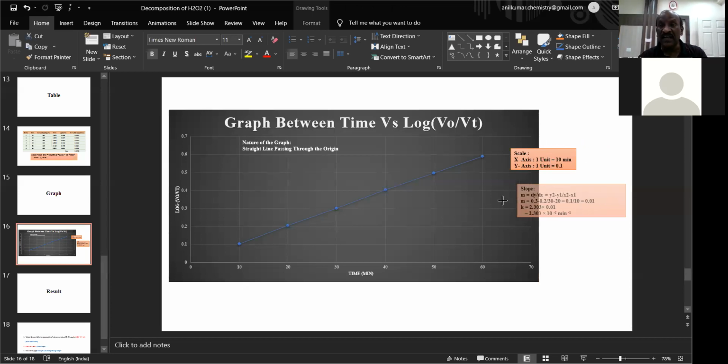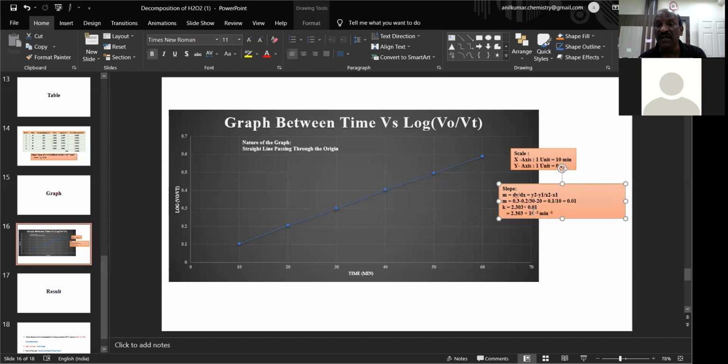So what is that calculation? You see here, we have to calculate the slope. That slope is nothing but dy by dx, that is y2 minus y1 by x2 minus x1. Here, y2 minus y1 means this value minus this value, and whatever points you take here, x2 minus x1. Here we have taken y2 0.3 minus 0.2 by 30 minus 20. That is 0.1 by 10, that is 0.01. This is what we call the slope.